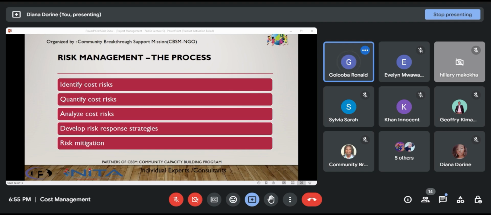You assign probability and impact. You assign probability and impact ratings for each identified risk to prioritize them based on their likelihood of occurrence and potential consequences for the project cost. So once you've quantified your cost risks, you then analyze the cost risks.